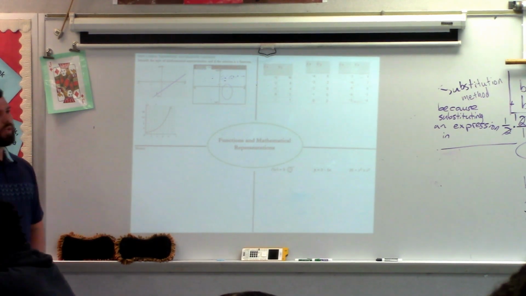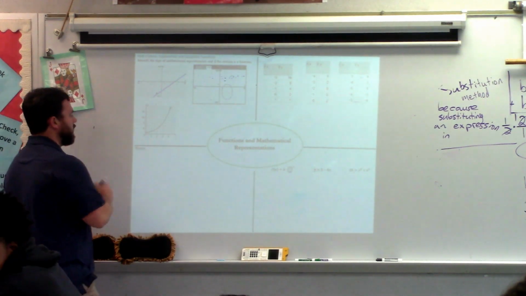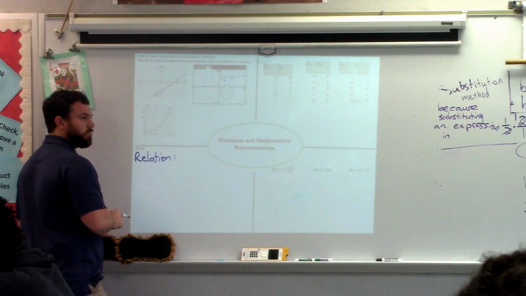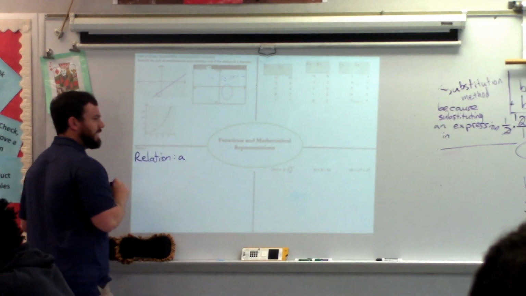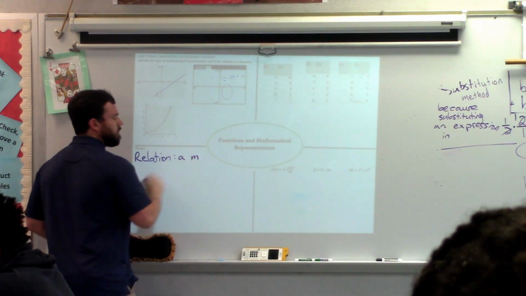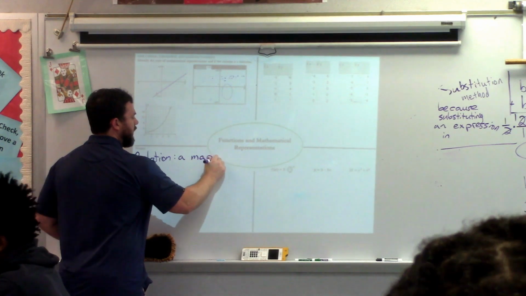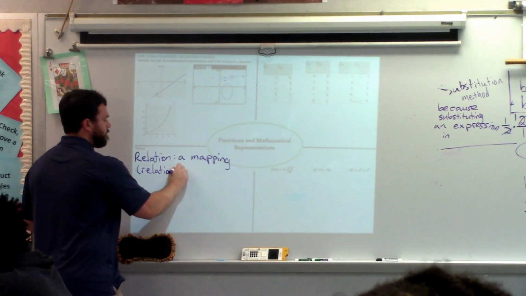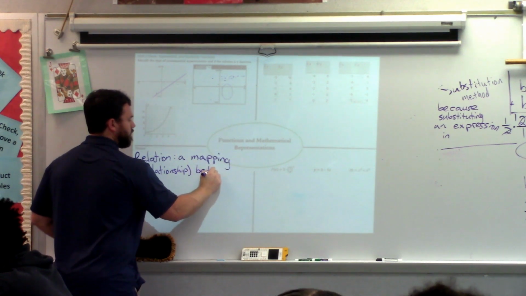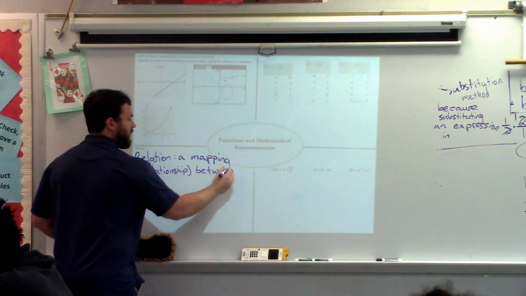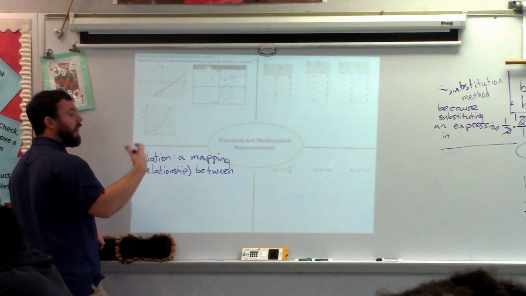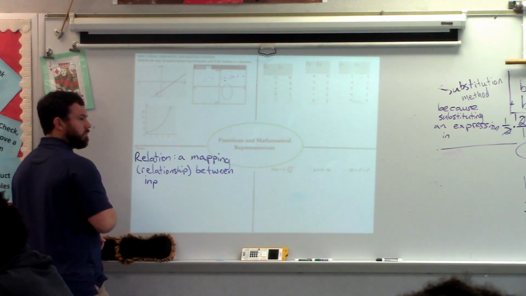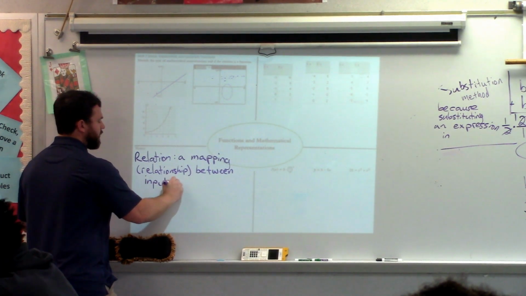Alright, so let's do a quick recap. Something we should already have written here, hopefully, is the idea of a relation. What is a relation? It starts with an M. It's a mapping, right? A relation is a mapping. That's some kind of relationship between what? Two and four. Okay, but we call the values of those variables something. Inputs and outputs, okay?